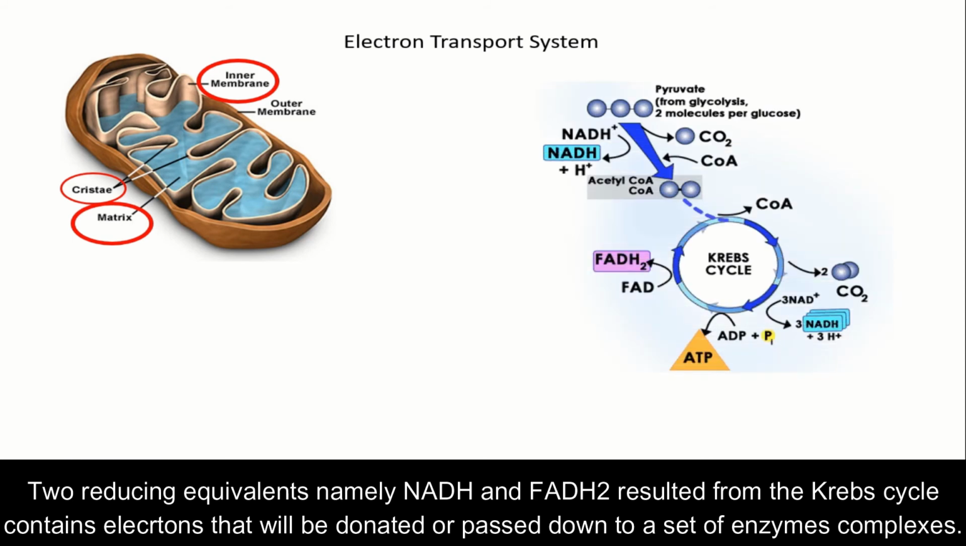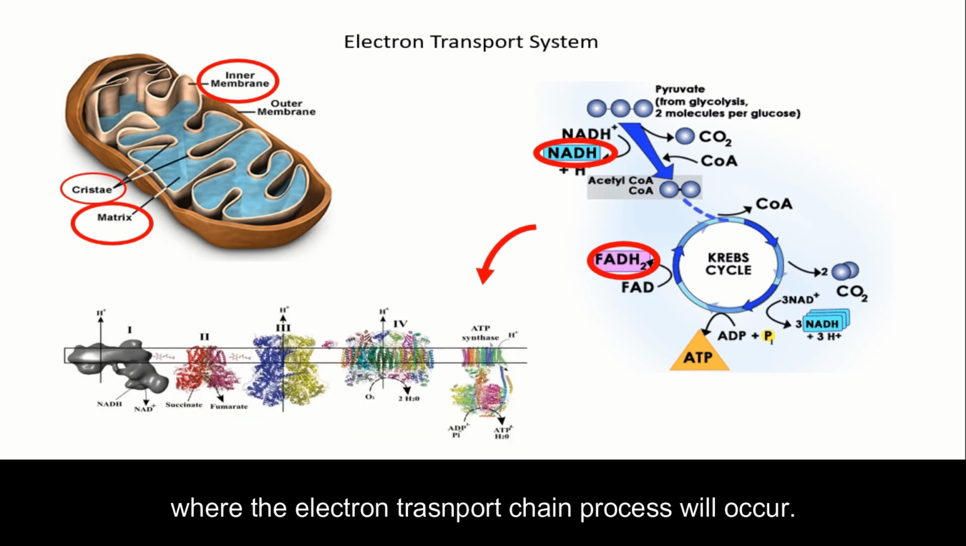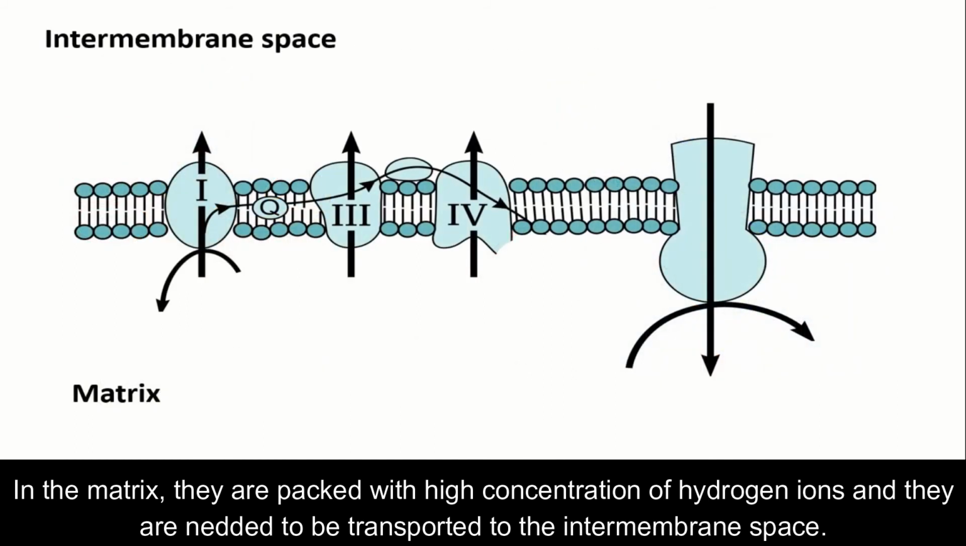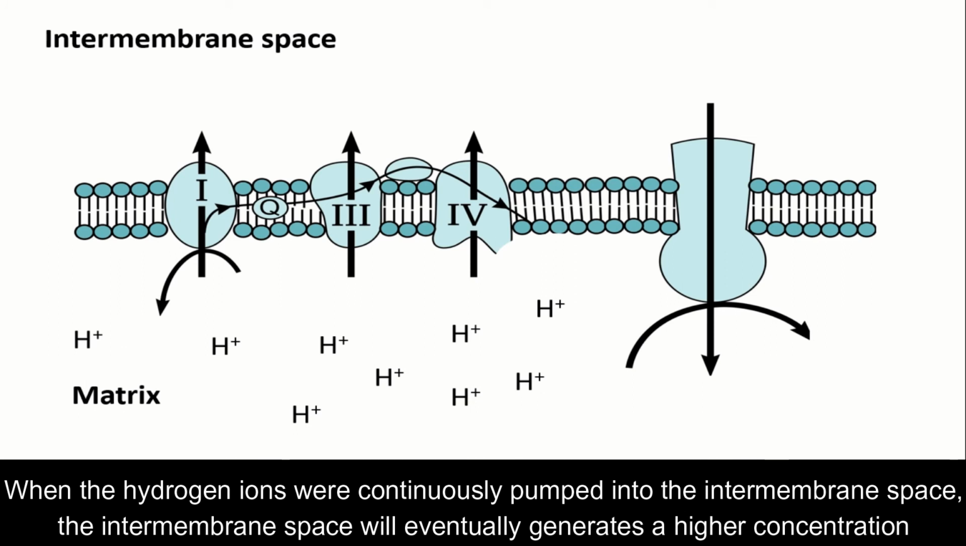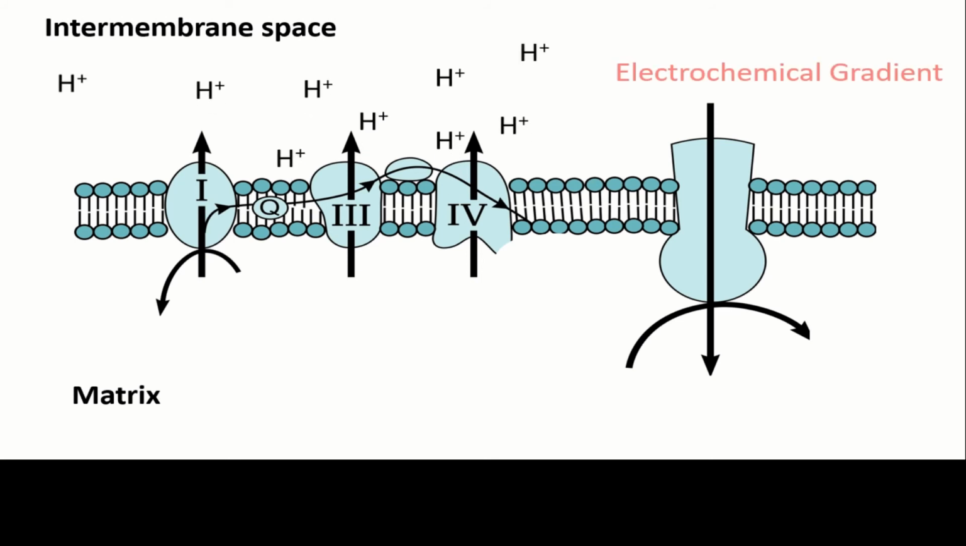Two reducing equivalents, namely NADH and FADH2, resulting from the Krebs cycle contain electrons that will be donated or passed down to a set of enzyme complexes where the ETC process will occur. In the matrix, they are packed with high concentrations of hydrogen ions, and they need to be transported to the intermembrane space. When the hydrogen ions are continuously pumped into the intermembrane space, it will eventually generate a higher concentration of hydrogen ions than the matrix.